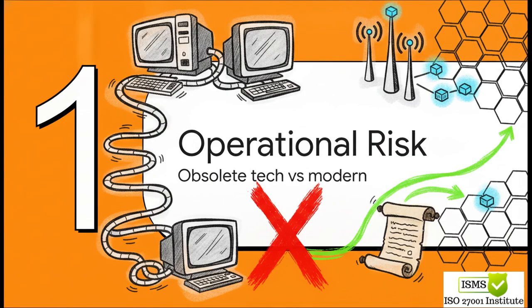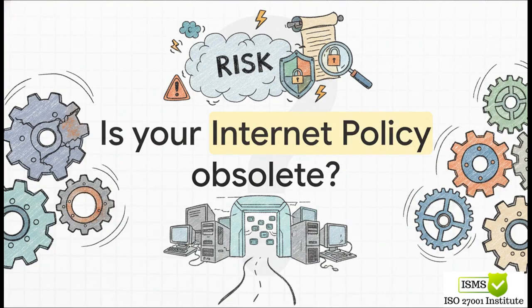Section 1. The hidden operational risk. When obsolete technology meets modern networks. Okay, let's dive into this. It's an operational reality that countless organizations face without even realizing it, right? You might spend heavily to build incredibly modern, lightning-fast networks, but then attempt to govern them with rules written a decade ago. So I really have to ask you directly, is your internet policy obsolete?